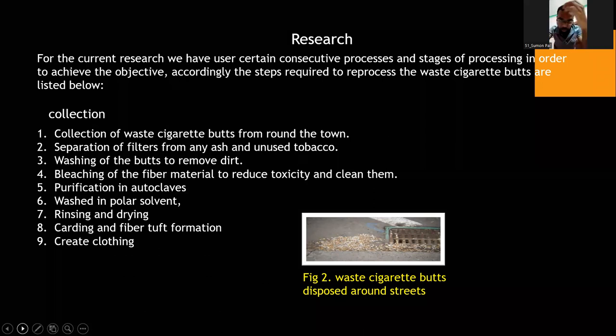In the current research, we have used certain consecutive processes and stages of processing in order to achieve the objective. Accordingly, the steps required to reprocess the waste cigarette butts are listed below. Collection of waste cigarette butts from around the town. Separation of filter and unused tobacco, washing the butts, removing dirt, bleaching, and cleaning them. Purification by autoclave with polar solvent. Rinsing and drying, carding the fiber, tough formation and creating clothing. Next page.